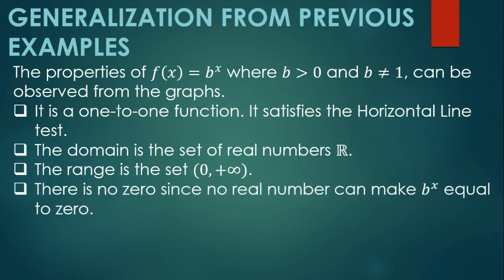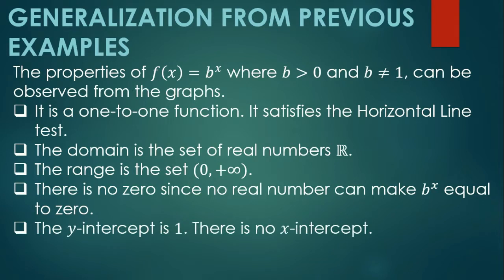Then there is no zero since no real number can make b^x equal to 0. So alam naman natin na in obtaining the zero of the function, we let y be equal to 0. So in this portion, walang real number na pwedeng mag-equal kay b^x to 0. Okay?